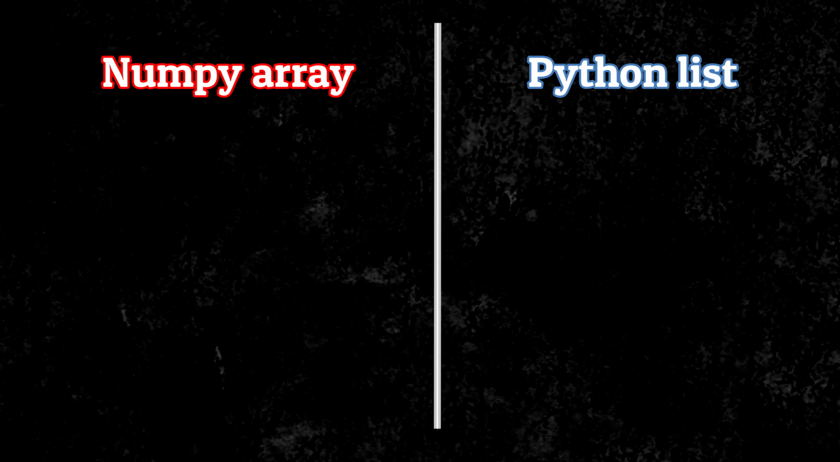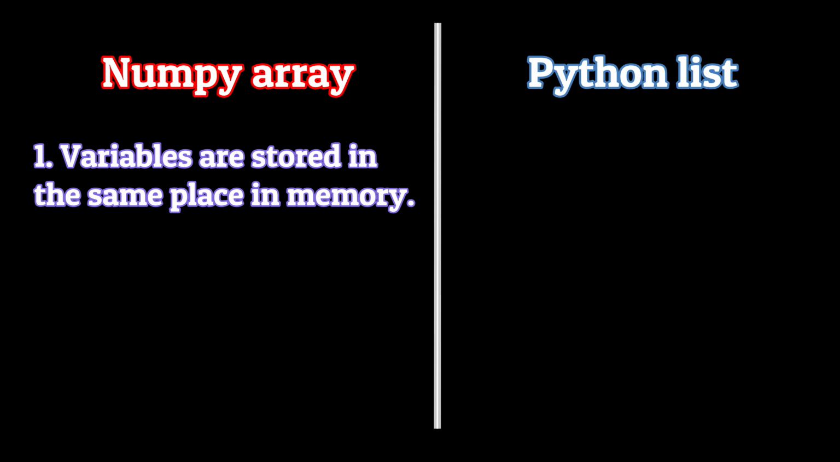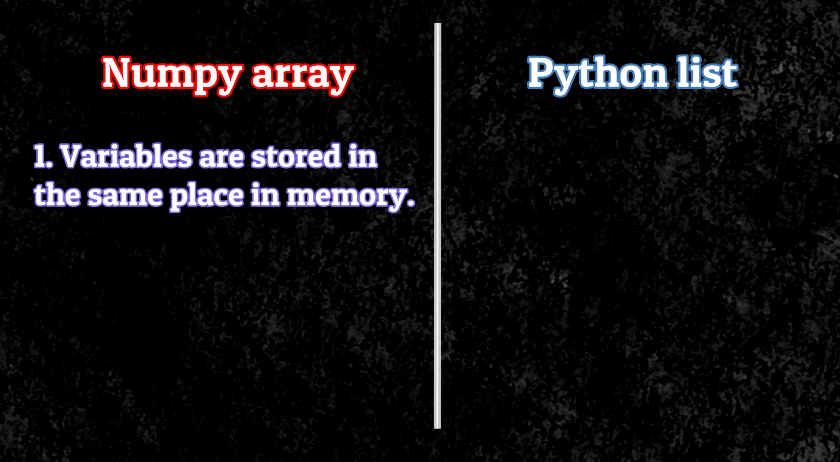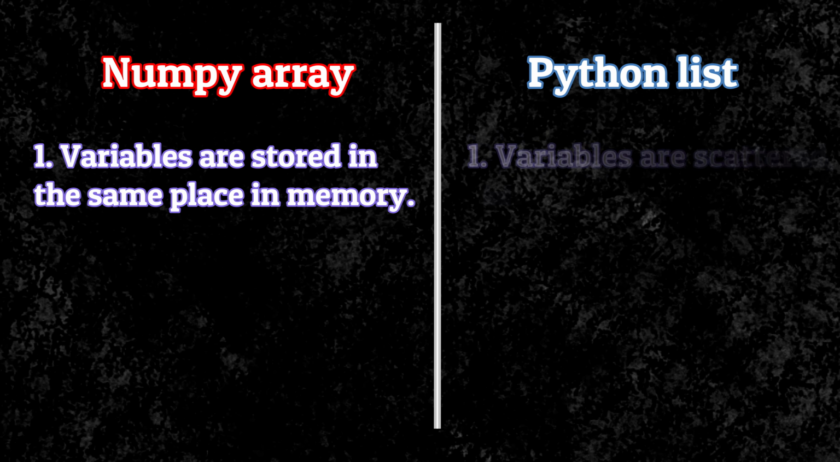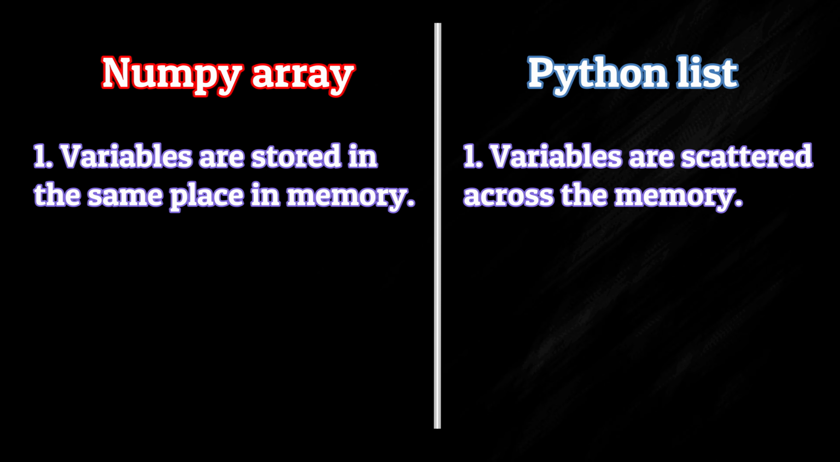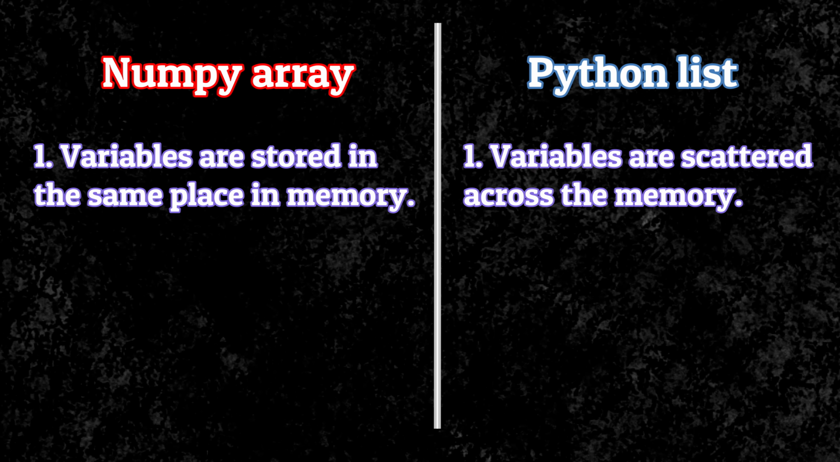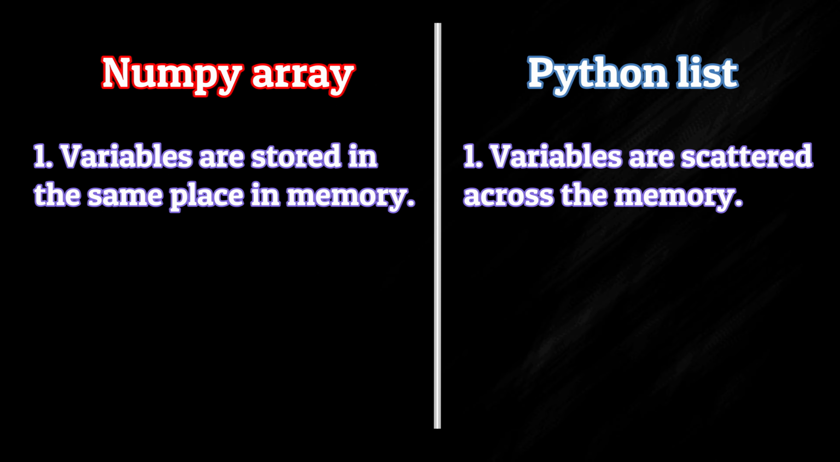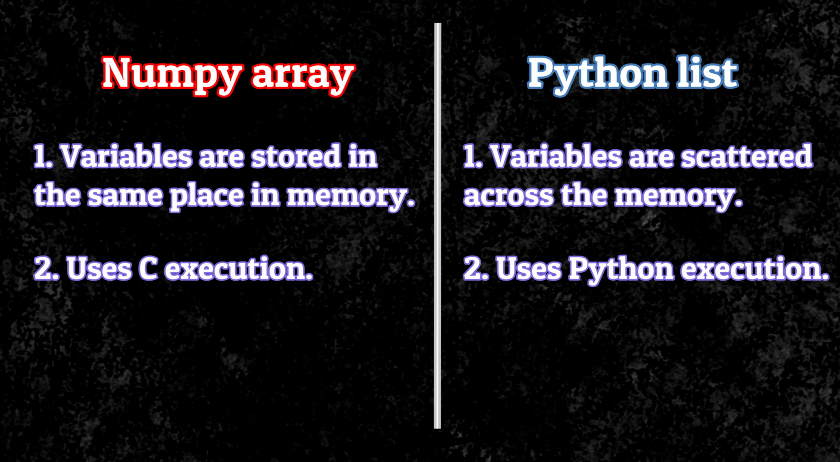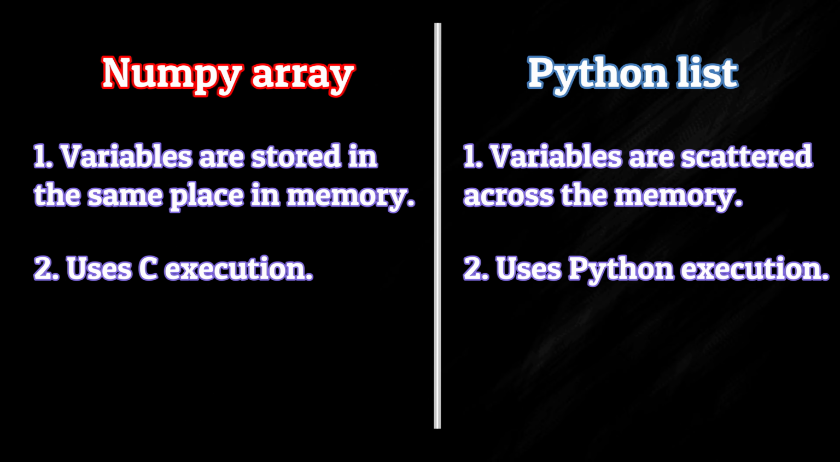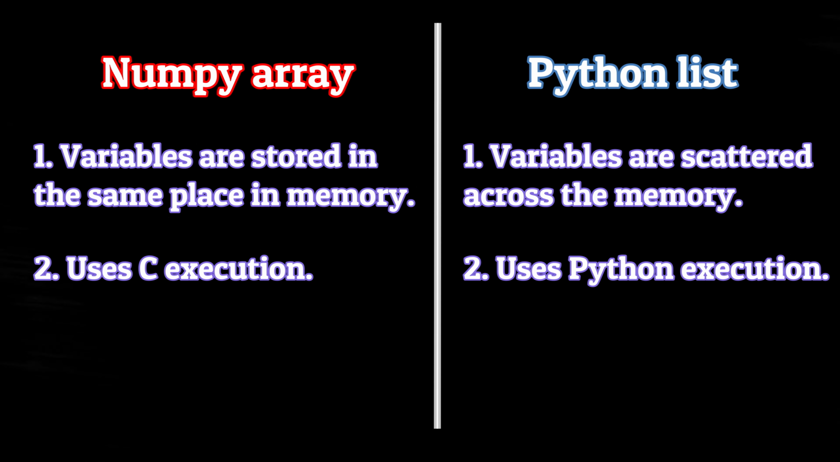The reason why Numpy is so fast compared to a Python list is, first, it contains variables of the same type, and these variables are contiguous. That means they are stored in the same memory location. On the other hand, Python lists can store variables of different types, and these variables scatter everywhere in memory, so it usually takes longer to gather this information compared to using a NumPy array. And secondly, NumPy is implemented in C, so most of the code is executed in C, which is a much faster execution compared to Python.